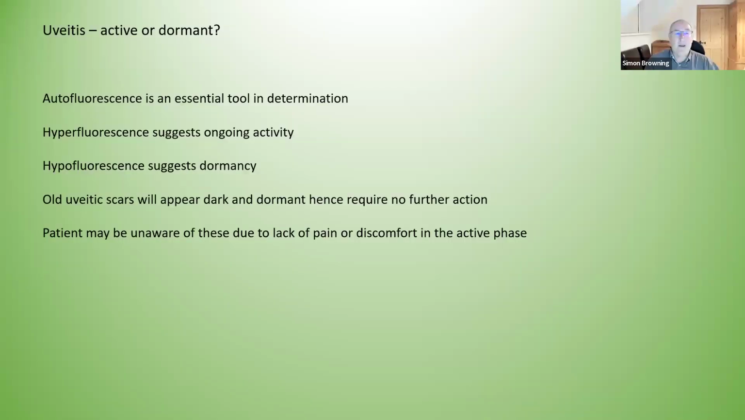So uveitis, is it active or is it dormant? Well, autofluorescence is a really essential tool here, because hyperfluorescence suggests you've got ongoing activity. Hypofluorescence suggests dormancy. So if it's dark and well demarcated, it's dormant. But if you've got a lot of hyperfluorescence there and you've got blurred margins, then you need to be referring those, because they are absolutely ongoing.